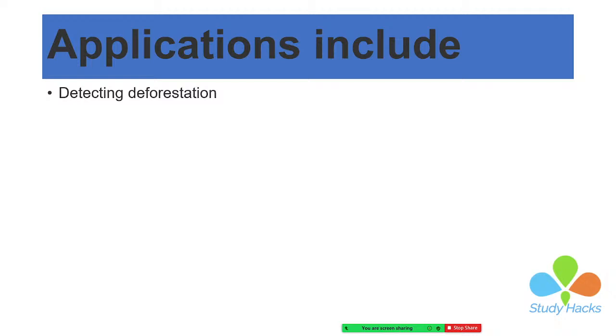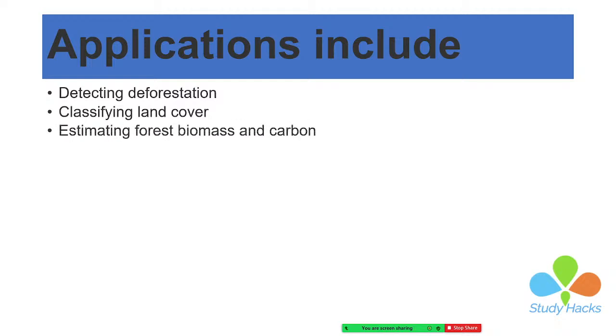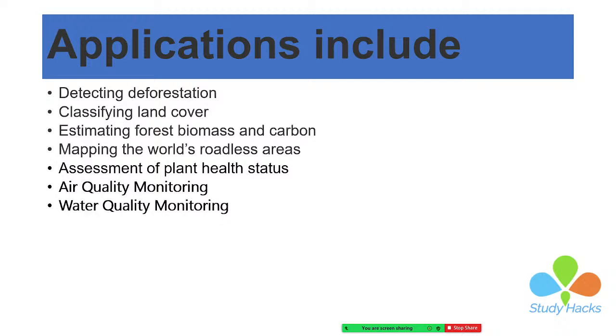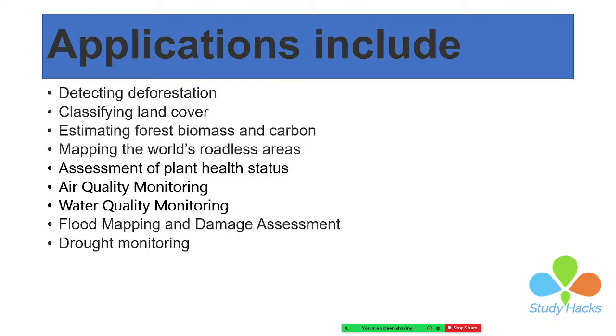You can easily detect deforestation using this platform. You can easily classify land cover and land use mapping. You can also estimate forest biomass and carbon. You can also map the world's roadless areas. You can also do assessment of plant health status. You can also do air quality monitoring, water quality monitoring, flood mapping and damage assessment, drought monitoring, burn severity mapping, and so on.